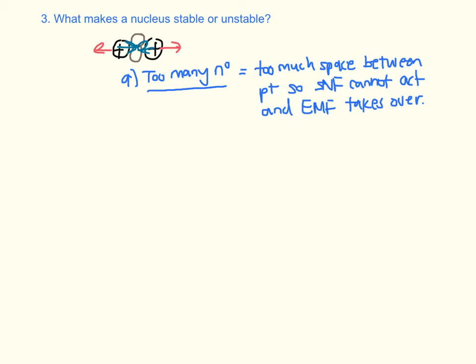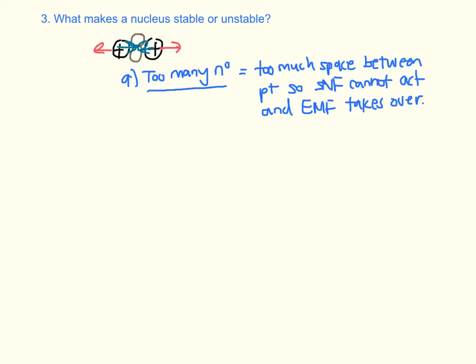So if there are too many neutrons in the nucleus, then there's too much space between neighboring protons. So that strong nuclear force can't act on them, and the electromagnetic repulsion between the protons sort of takes over. So you've always got this push and pull between the protons, and if you get too much distance between them, then the electromagnetic force wins.